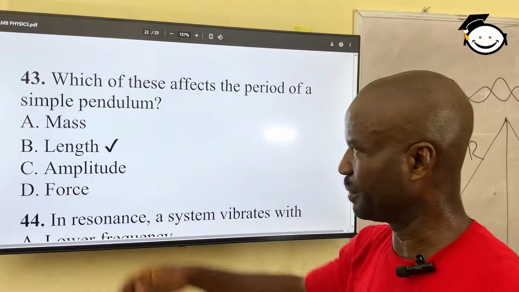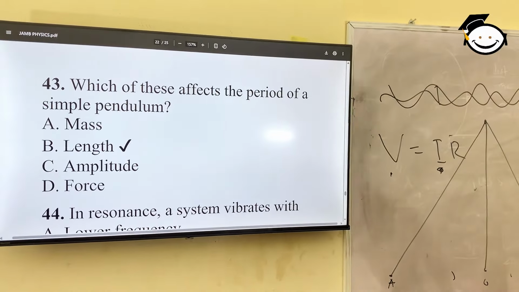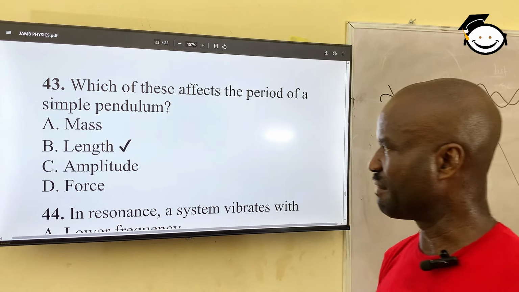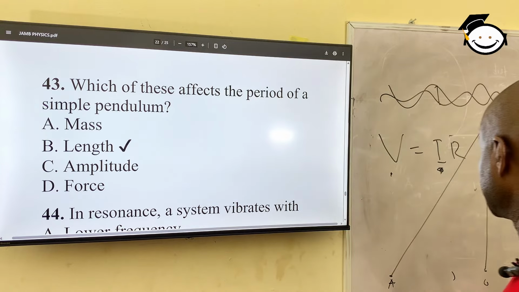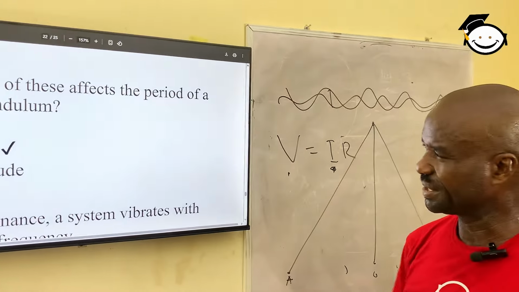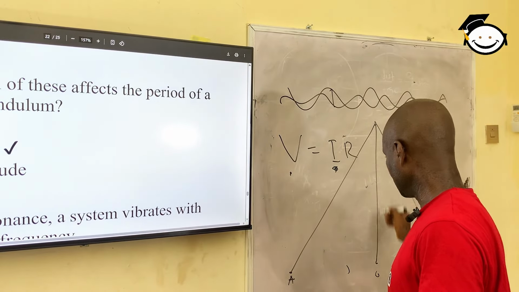The mass of the pendulum, does it affect the period? Length, amplitude, and force. The correct answer is the length. The length of the string.